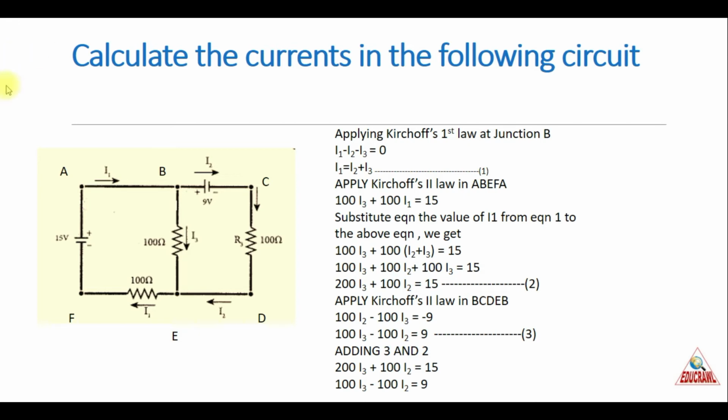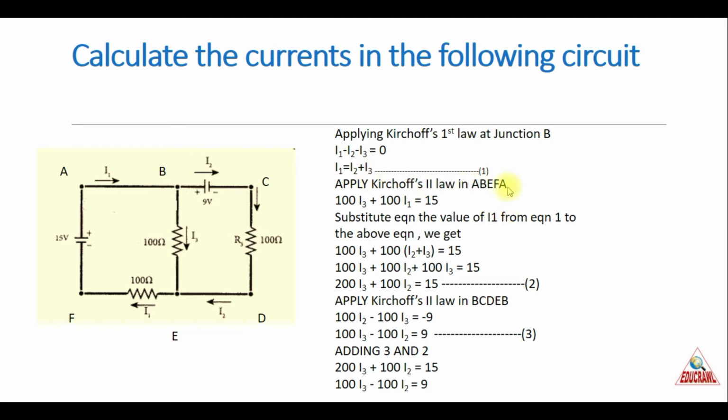So when you apply it, I1 minus I2 minus I3 is equal to 0, because I2 and I3 are moving away from the junction, so we give a negative sign. You can take all the negative terms to the RHS. So we get the equation as I1 is equal to I2 plus I3. Keep this as equation 1.